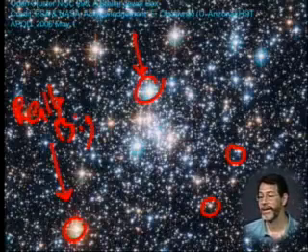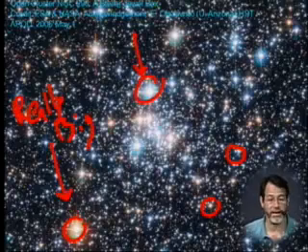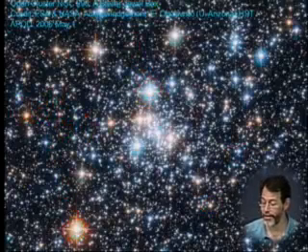So this black body idea and the Stefan-Boltzmann law tells us things about stars. Just from looking at stars, we can tell that some are bigger and brighter than others.